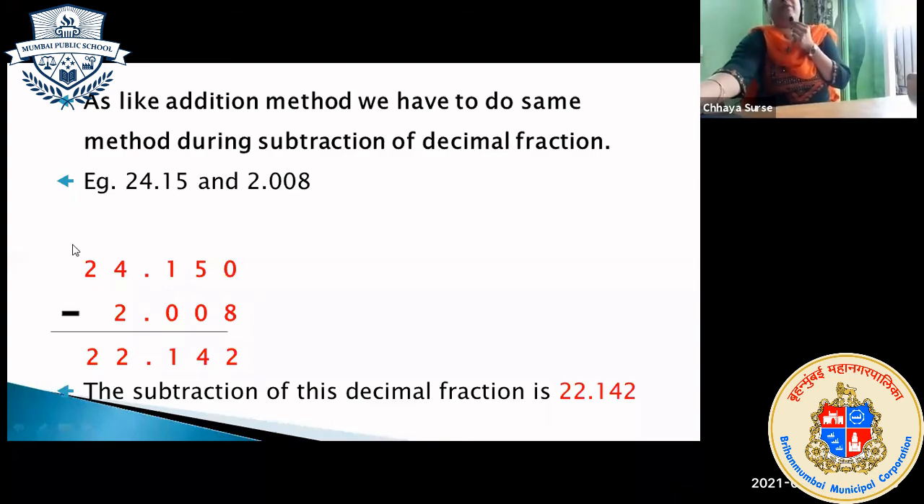So in this way, we subtract the decimal fractions. What is the answer? 22.142. The subtraction of this decimal fraction is clear. How to subtract?